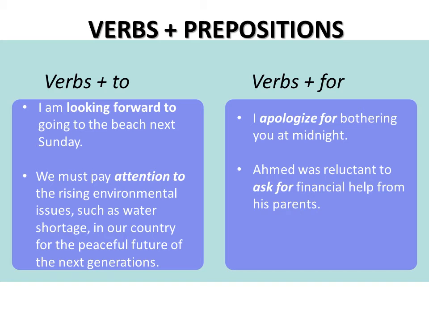You must pay attention to the rising environmental issues such as water shortage in a country for the peaceful future of the next generations. Whereas verbs plus for are used to emphasize a purpose or a reason. For example, as you can see in the box on the right hand side, I apologize for bothering you at midnight. Ahmed was reluctant to ask for financial help from his parents.